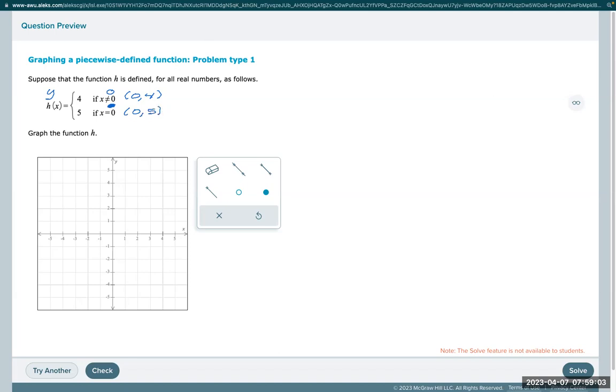So when I graph this, I put the dots in first. So my open circle is at 0, 4. Okay. My closed circle is at 0, 5. All right, so anything that doesn't equal 0 is going to be part of my line. So the way that Alex has you graph these ones, because it's different, is I need everything except for this one hole on the graph.